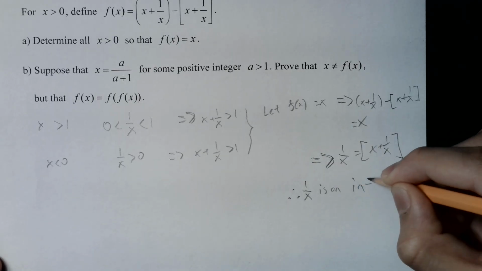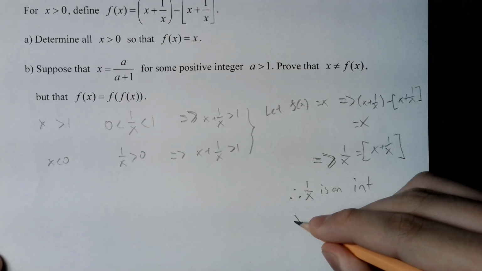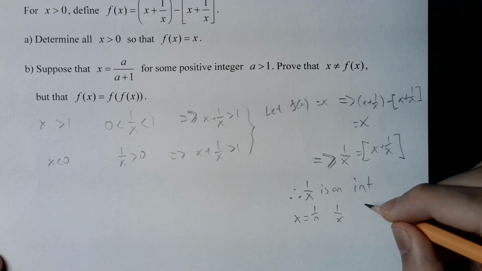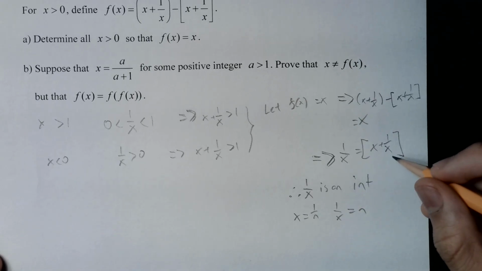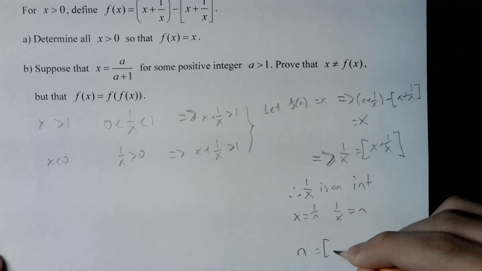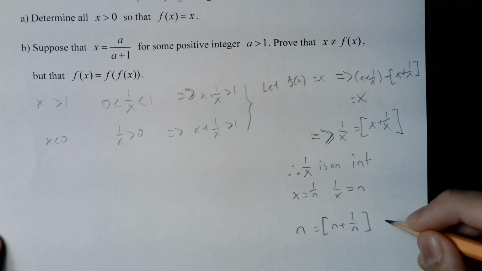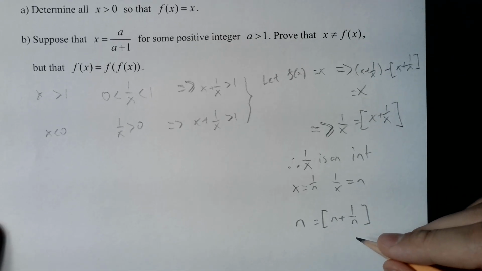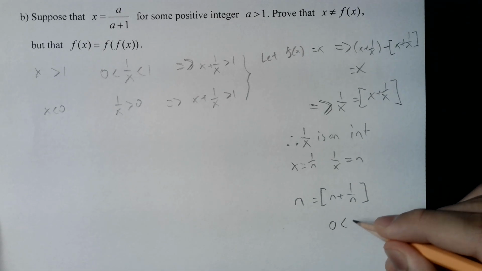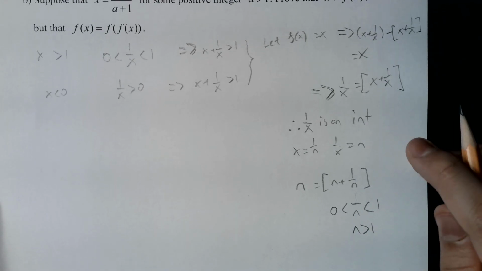I'll just write int for integer, right? So now we're going to let x be equal to 1/n, and 1/x be equal to n. Right? So now we can rewrite this equation into n = [n + 1/n]. Okay? And this means that 1/n is going to have to be in between 0 and 1. And so n has to be bigger than 1.